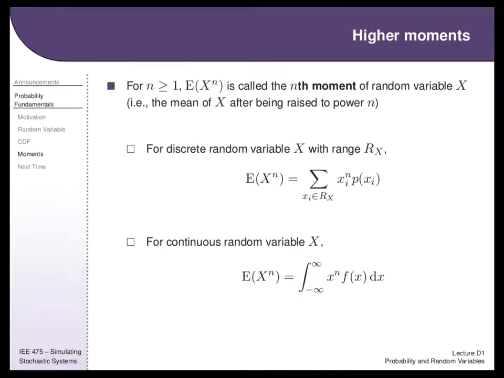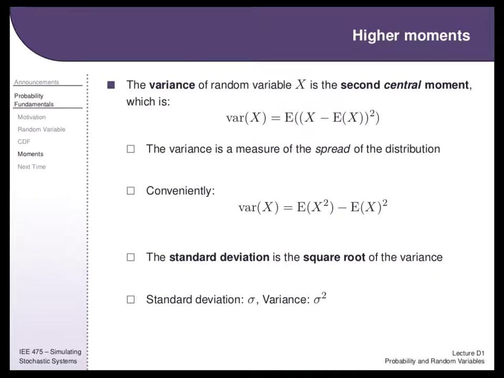The other moments that we care about are the so-called higher moments, which look just like the mean, but we raise the outcome to a power. So the second moment, the expectation of x squared, is just x squared times the probability, either in the density case or the probability case, for continuous and discrete. We care about those because they help us define things like variance. The variance is the so-called second central moment.